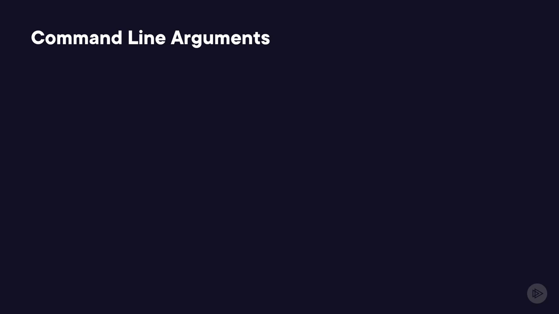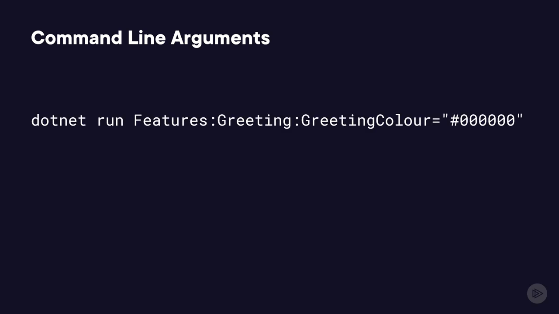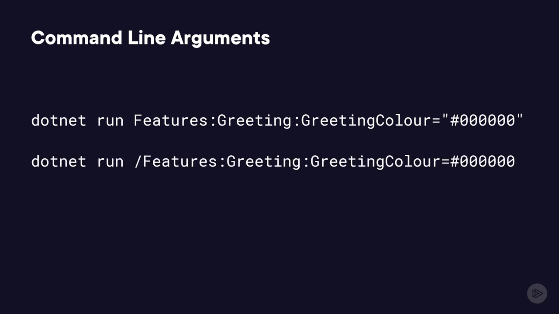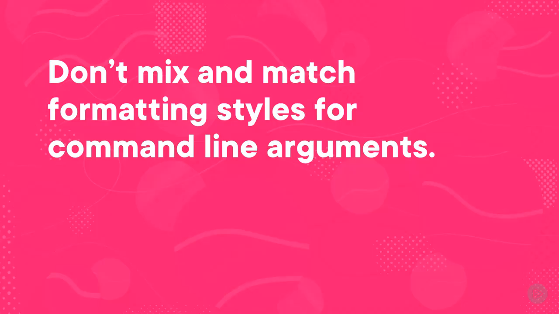.NET supports 2 other styles of formatting to provide configuration values via the command line. We can skip the double dash before the key and use an equal character before providing the value. We can also prefix the key with a slash and then include the value after the equal character. It's not always necessary to enclose the value in quotes in this form. It's recommended not to mix and match styles when providing command line arguments. I prefer the double dash syntax.